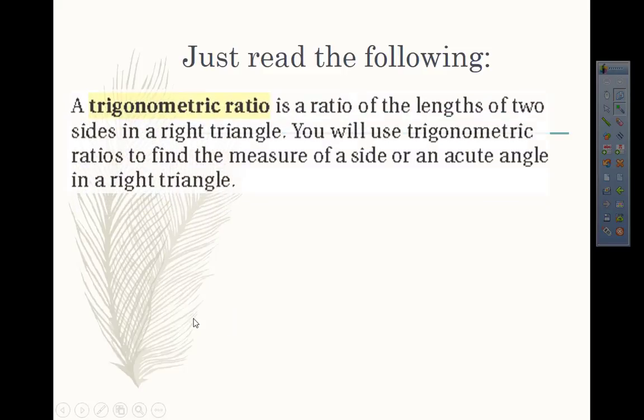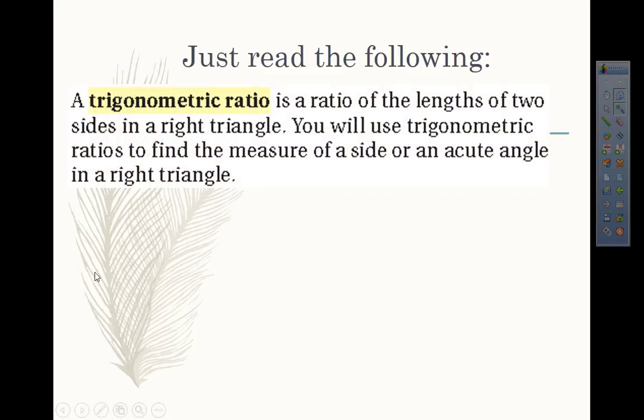Okay, so just read the following here. A trigonometric ratio is the ratio of the lengths of two sides in a right triangle. You will use trigonometric ratios to find the measure of a side or an acute angle. Now, this might be tricky at first, but after we do 4 or 5 problems, you'll get the hang of it. Pretty easy stuff.